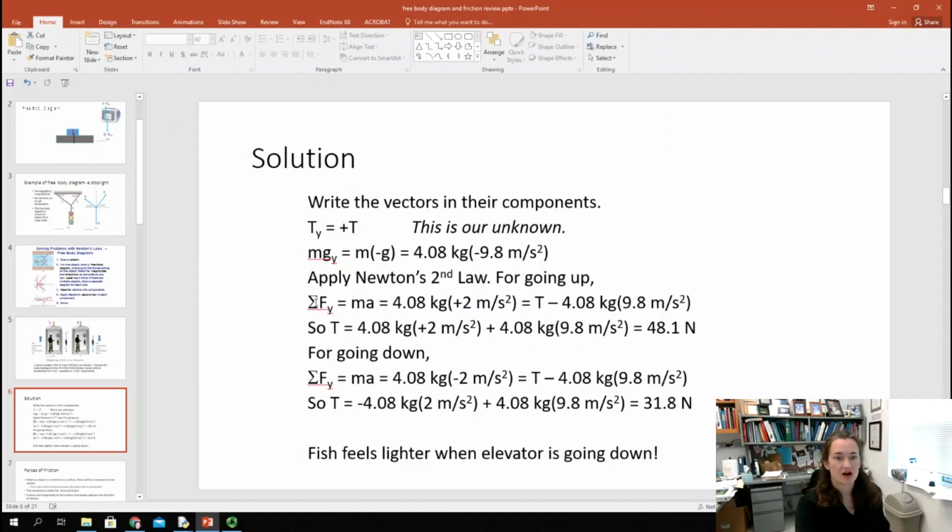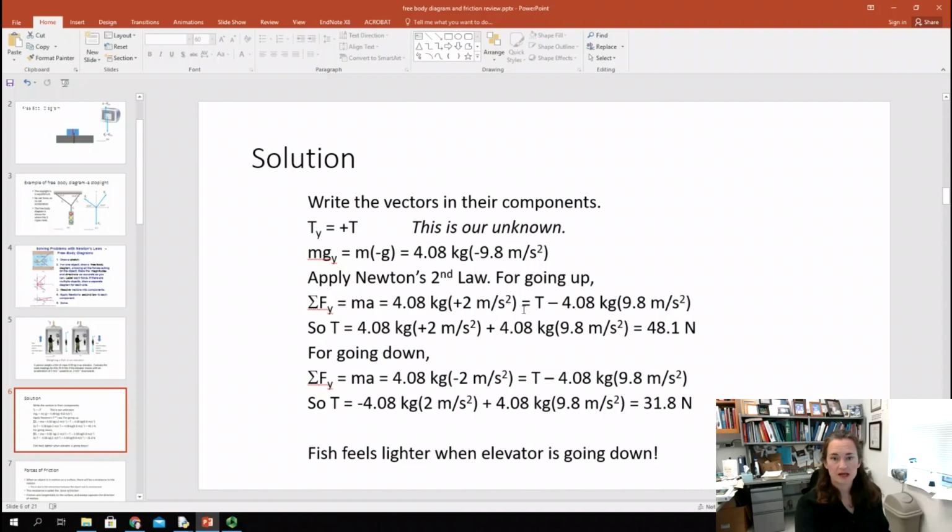So that means that our sum of the forces in y is equal to the mass times the acceleration. It'll be the mass of the fish, which is 4.08 kilograms, times the acceleration of the elevator. Okay, now this is for the y direction. We're just taking the sum of the forces and equations in one direction at a time. We're applying it here. So if the elevator is accelerating upwards at 2 meters per second squared, then that's going to be plus 2 meters per second squared.